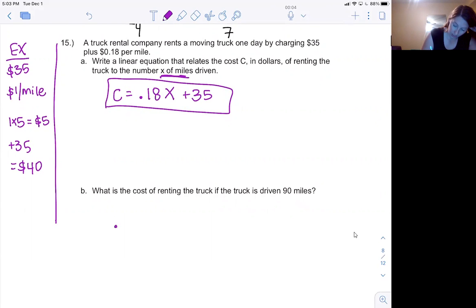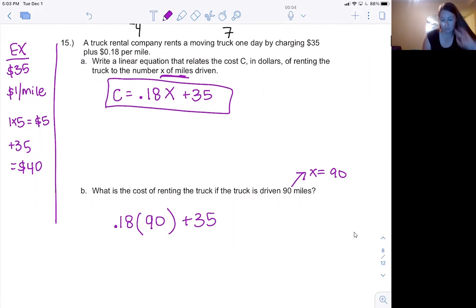So I'm saying 0.18, so 18 cents for 90 miles. This is just our x value, so you can just plug it in for x. And then I have to add that $35 because they're charging everyone $35. So now I just put this in my calculator. 0.18 times 90 is 16.2, and then I just add 35. So I've got 51.2.